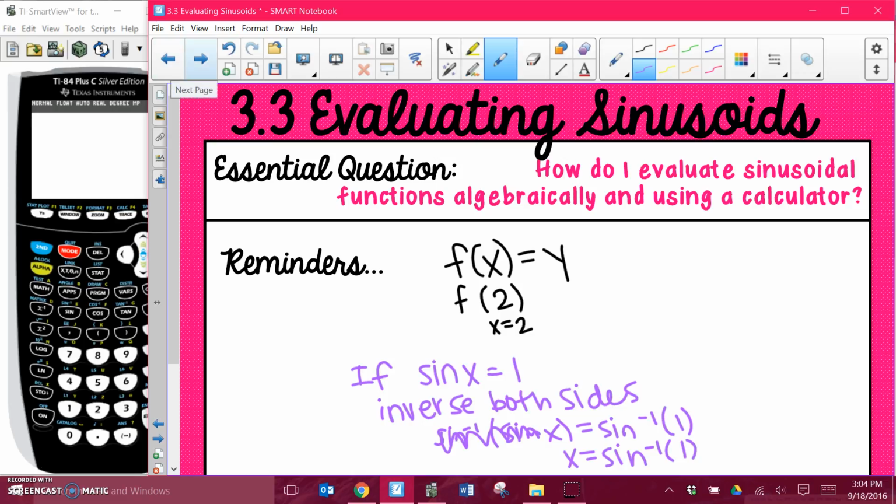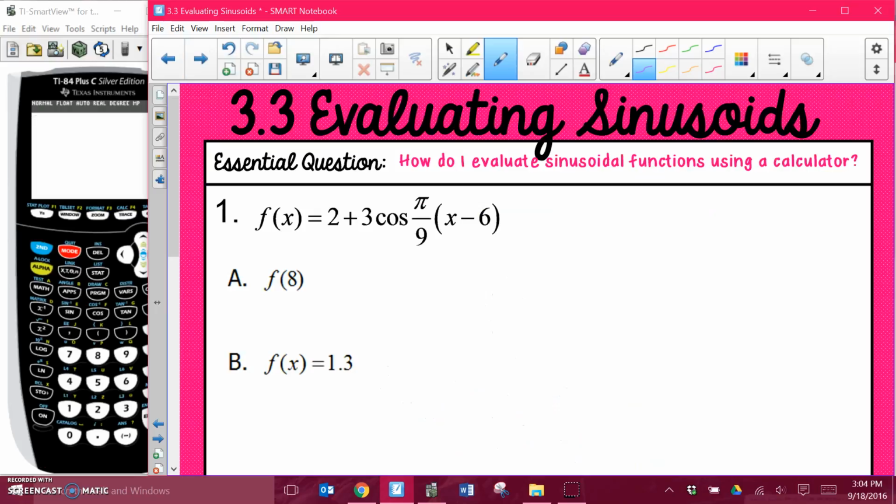So let's jump right in. What's going to happen is they're going to give you some big crazy equation, and this isn't something that I would expect you to do by hand. There's some crazy numbers going on in there. And then they're going to ask you to evaluate certain portions of the equation. So this first one says f of 8.